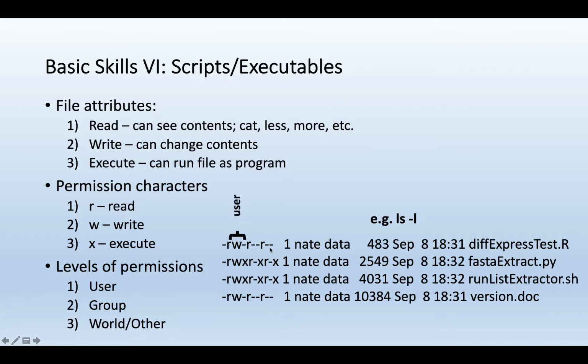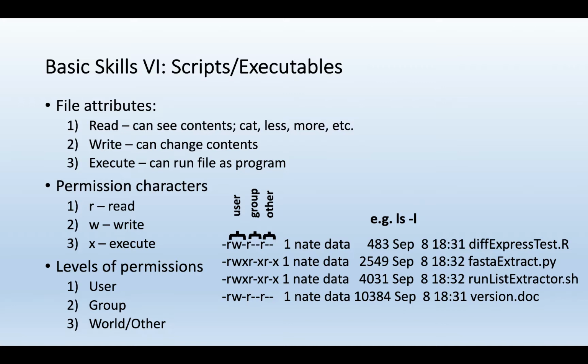And the way that it works is, aside from this first position, positions 2 through 4 of this notation indicate the permissions that are available to the user. The next 3 indicate the permissions that are available to the group, and the last 3 indicate the permissions that are available to everybody.